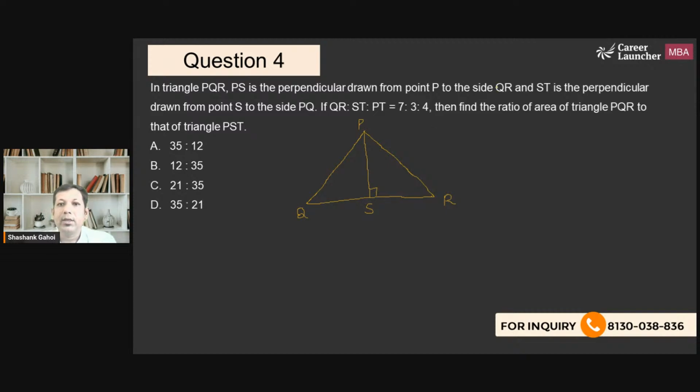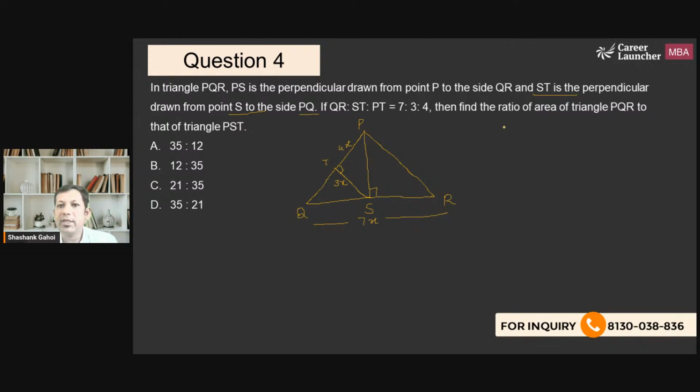ST is a perpendicular drawn from S to side PQ. So this is S. From S, I am drawing a perpendicular on side PQ. If QR, ST and PT are in the ratio of 7:3:4, then QR is, let's say, 7x. This point is T. This is 3x. PT is 4x.